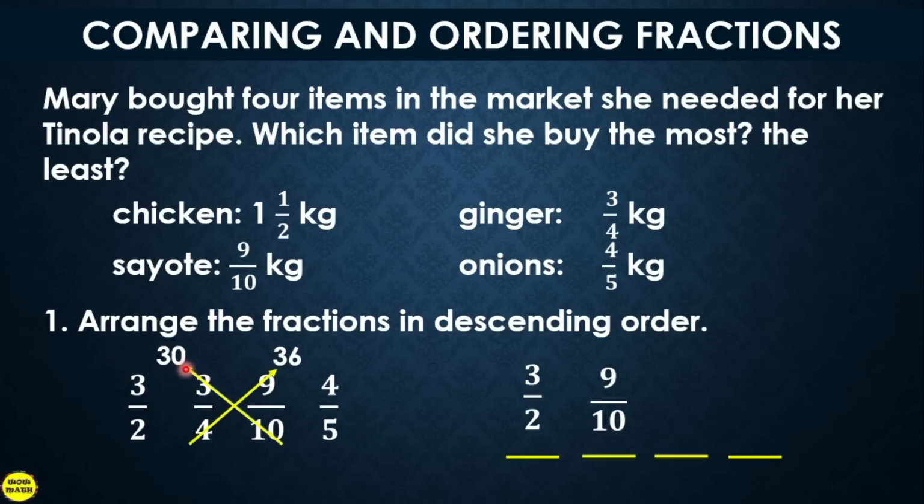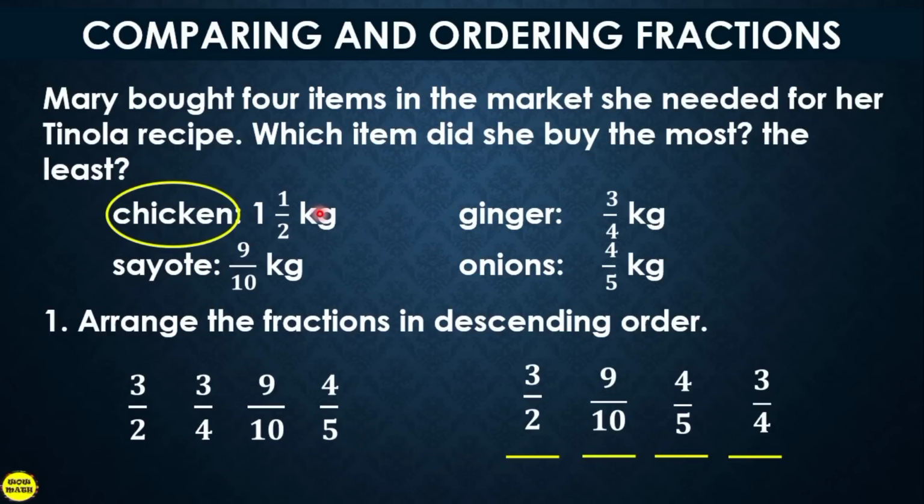So, apply natin ito. Yung isa naman, i-compare natin yung 3/4 kay 4/5. So, 3 times 5, that is 15. And then, 4 times 4, 16. Okay, so, as you can see, class, mas mataas yung 4/5 sa 3/4. So, ibig sabihin, si 4/5 ang susunod dito. And, next is yung 3/4. Ibig sabihin, dito makikita na natin kung ano yung binili niya na mas marami or mas mabigat. So, kitang-kita na ang mas mabigat, mas marami niyang binili ay yung chicken. And yung pinakamababa or pinakakonti niyang binili ay yung 3/4 kilogram or yung ginger natin.